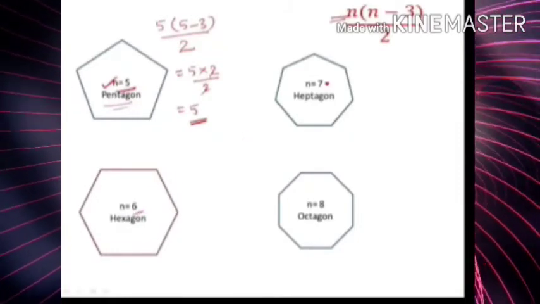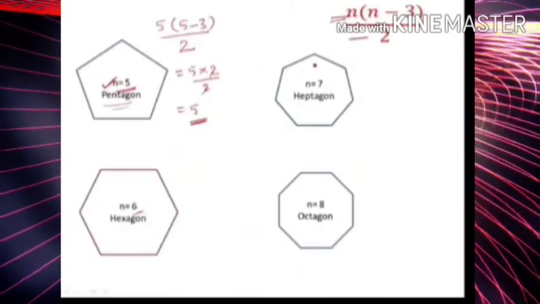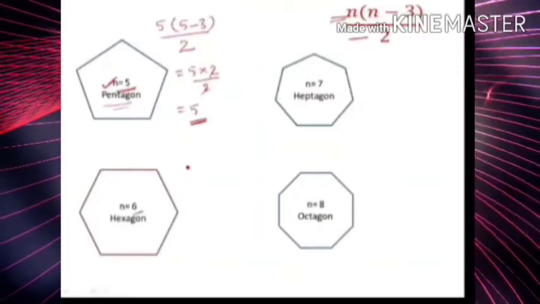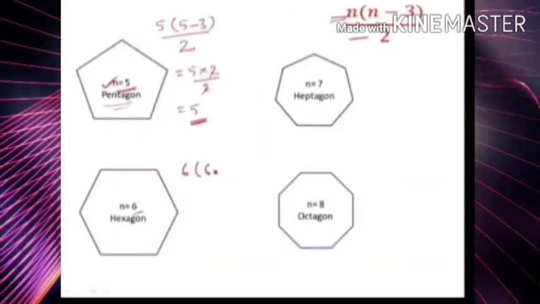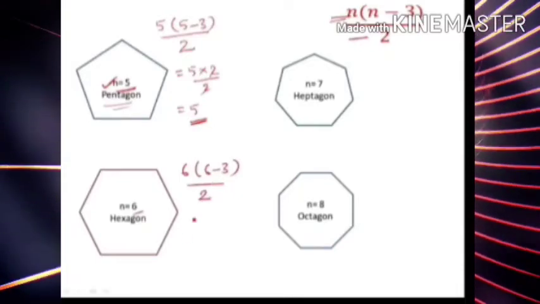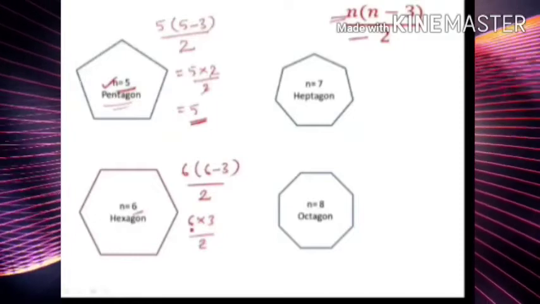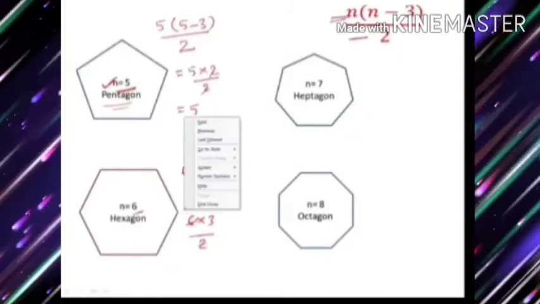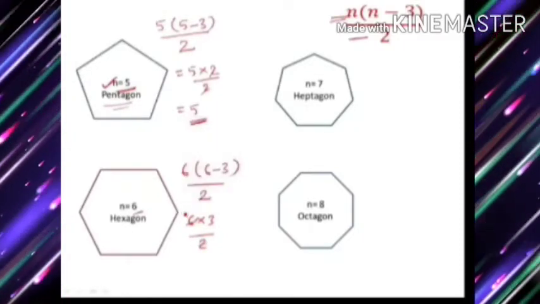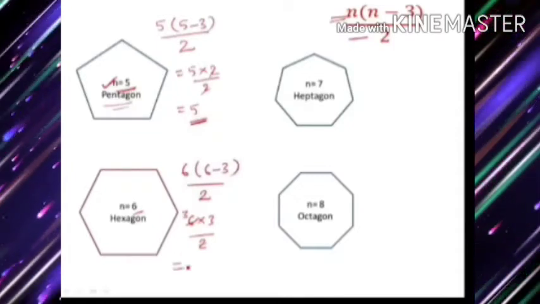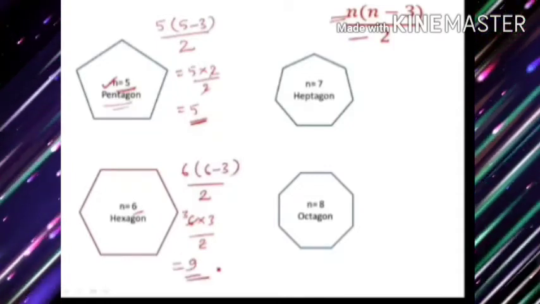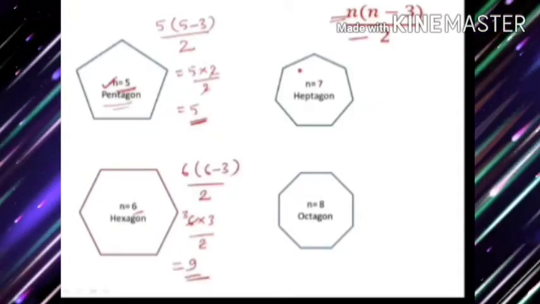Hexagon, number of sides is 6. So substitute n is equal to 6. 6 into 6 minus 3 upon 2. We get 6 into 3 upon 2. Cancel 6 and 2. You will get 3. So the answer is 9.